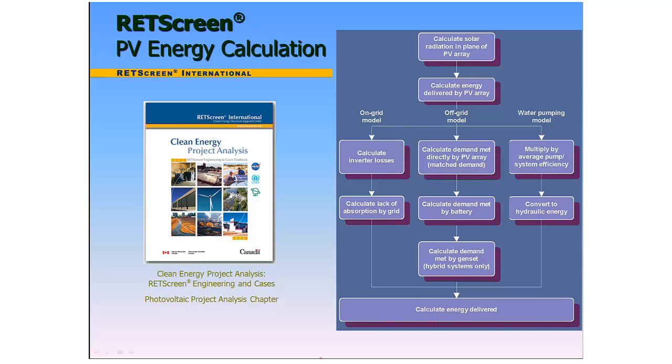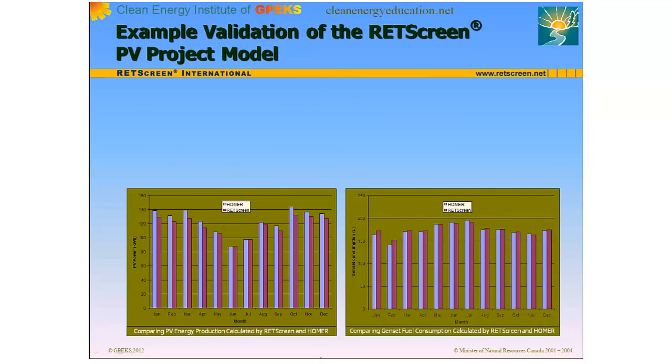For hybrid systems, RETScreen then calculates the demand that cannot be met by the photovoltaic array and must therefore be met by the genset. For water pumping systems, the efficiency of the motor and the pump is used to calculate the fraction of the array's energy that actually lifts water. This is then converted into a quantity of water pumped through the specified head. The outcome of these steps is a calculation of the energy actually delivered to the load.